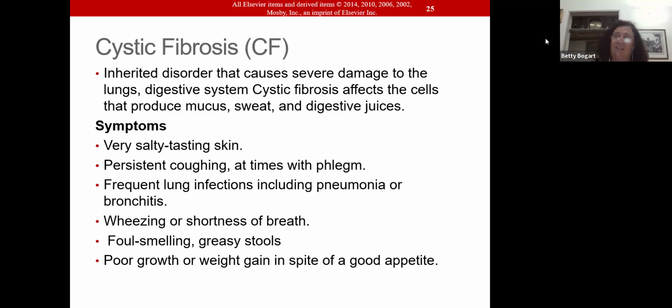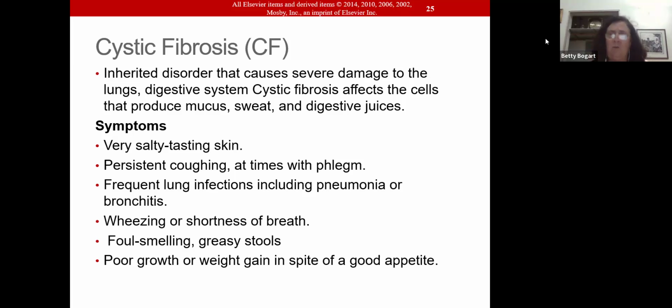It also is the small intestines and a lack of an enzyme for digestion of fats. And the pancreas is not working properly. So because of that, fats are not being absorbed. So you have these foul smelling, greasy stools. That's all the fat coming out.